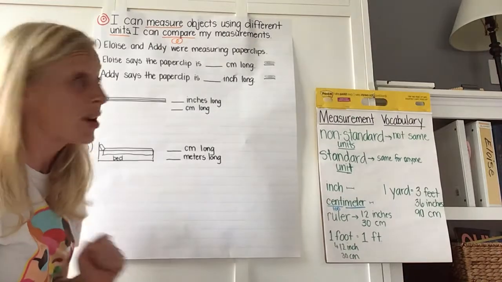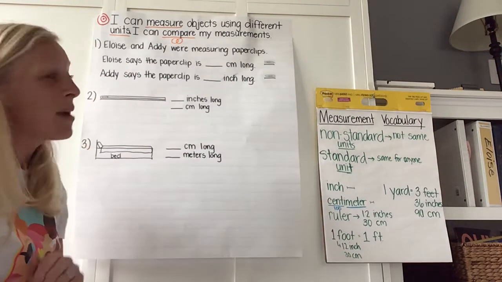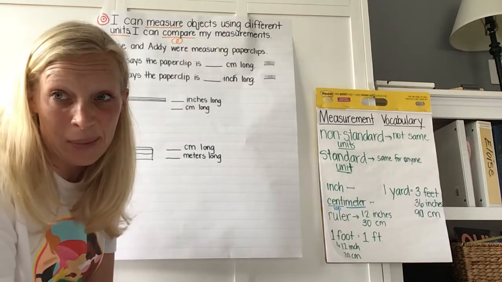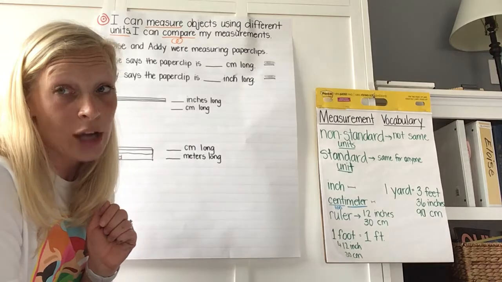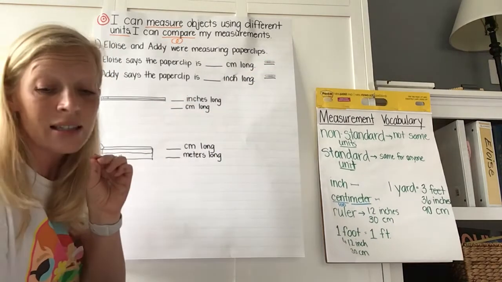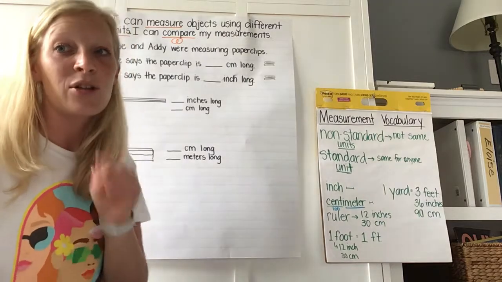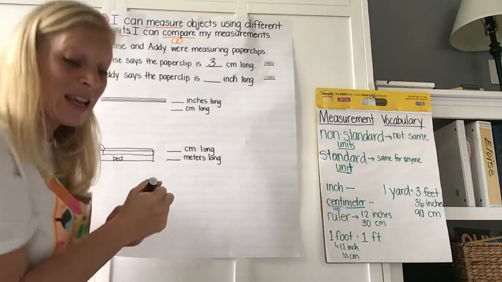My girls are the topic of our story. Eloise and Addie were measuring paper clips. We've got lots of paper clips at our house. Eloise, and they argue a lot. Eloise says this paper clip is 3 centimeters long. And let me tell you why she says they're 3 centimeters long.